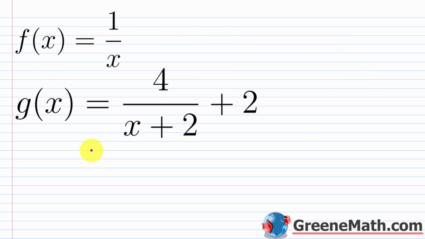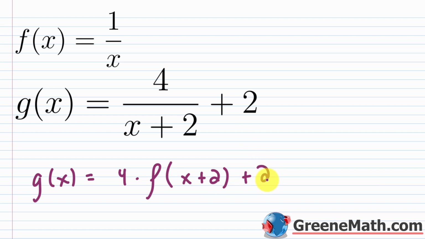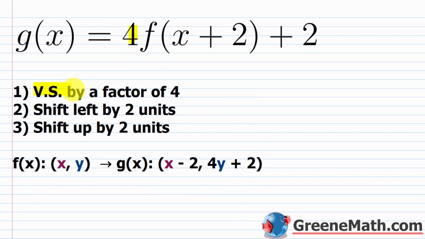If I put f of x equals 1 over x, and then g of x equals 4 over x plus 2, and then plus 2, what you'll notice is that you could write this as g of x is equal to 4 times f of, you would have x plus 2 there, and then plus 2. This 4 right here is giving me a vertical stretch by a factor of 4. This plus 2 on the inside, again, for horizontal transformations, you have to undo what's being done to x. So it's x plus 2. So to undo that, I need to subtract away 2. So this part right here means I need to shift left by 2 units. Not right, left by 2 units, because you have to undo things on the inside. Then this plus 2 right here, that's going to mean me shifting up by 2 units.